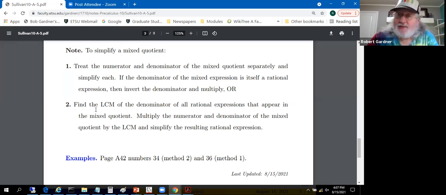The second one, actually probably the easier one, says find the least common multiple of the denominators of all rational expressions, the numerator and denominator. Multiply the numerator and denominator of the mixed quotient by the least common multiple, divided by itself, and simplify the resulting rational expression. All right, again, a bunch of words. The technique is not as complicated as it sounds. But let's look at two examples. Let's do method 2 and method 1. Let's actually do the second one first because it's the easier one.